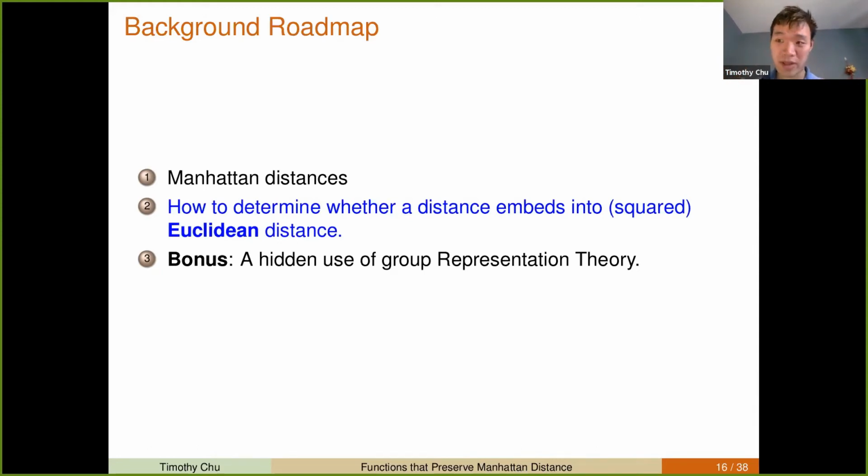Next, we'll move on to something a little more complicated, which is how to determine whether a distance embeds into squared Euclidean distance. Now, why do I say squared Euclidean distance? Well, that's just Euclidean distance squared. All the criteria will be a little easier to say for squared Euclidean distance. And you can effortlessly convert this back to a criterion for Euclidean distance. It's just going to have a couple more square roots floating around.